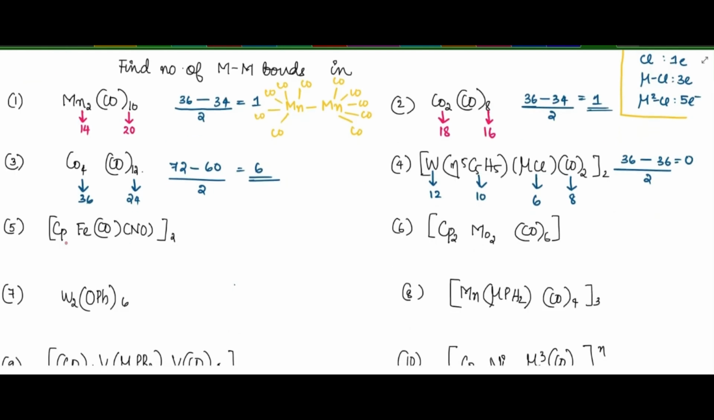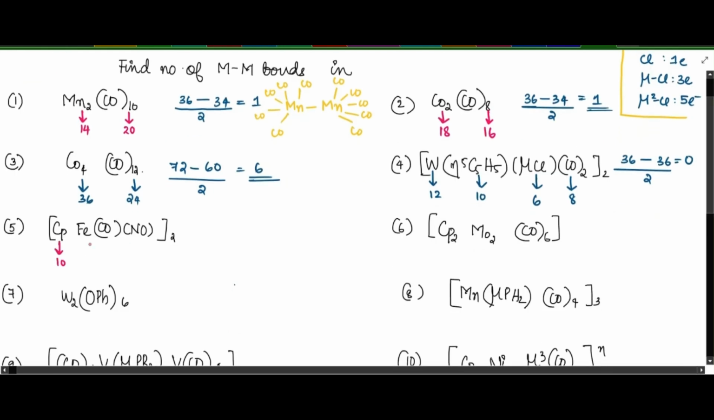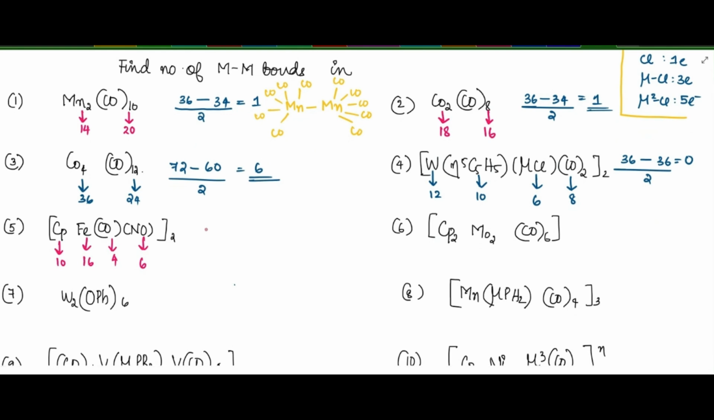Cp 2 is 10. Iron 2 is 16. Carbonyl 2 is 4. Nitrosyl 2 is 3 into 2, 6. So 26 plus 10 is 36. Again, 0.